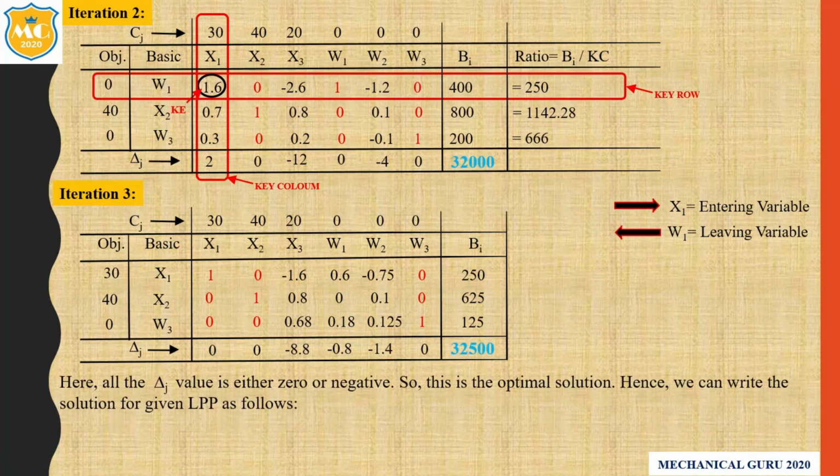Here all the delta j values are either 0 or negative. We can easily see that all the delta j are 0 or negative, so this is the optimal solution. Hence we can write the solution for the given LPP as follows. First we find the values: x1 we get 250, so we write down this value. x1 is 250 and x2 is equal to 625.